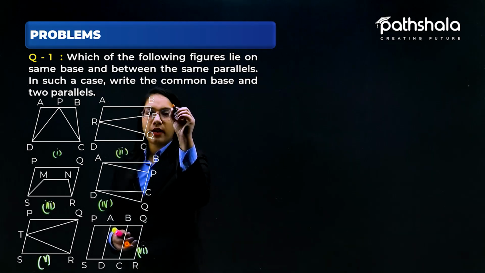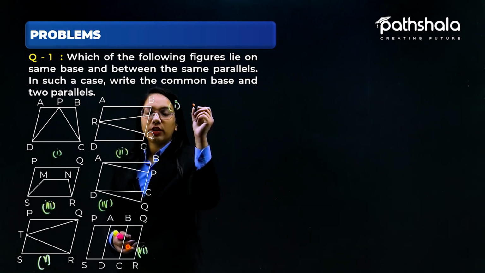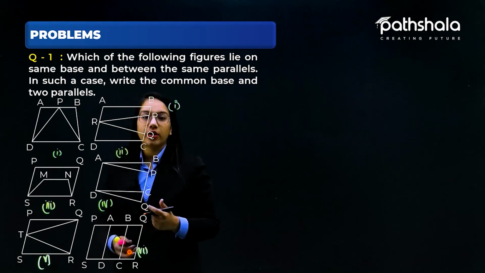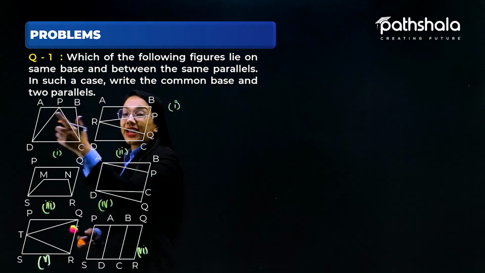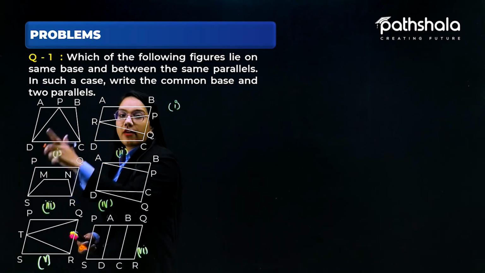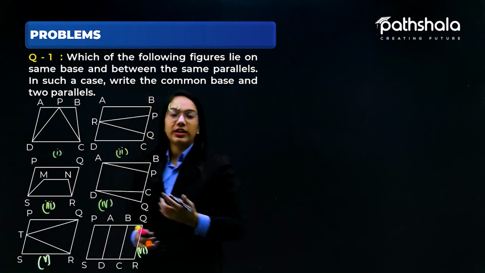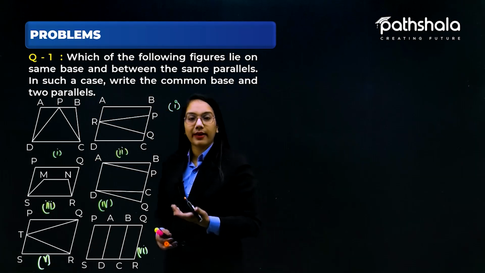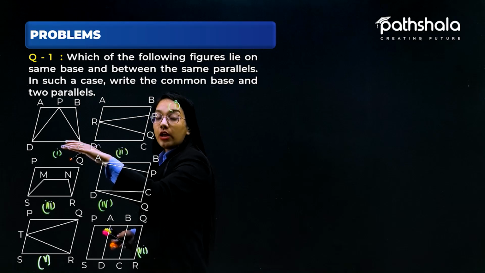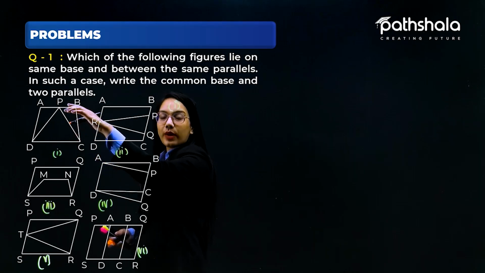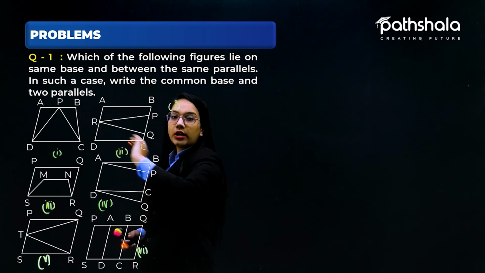Let us take the very first figure. In the first figure we can see that we have a trapezium and a triangle. The trapezium is ABCD, and we have a triangle PDC. First of all, they are lying on the common base, which is DC, and furthermore they are lying between the same parallels as well, which is AB parallel to DC.